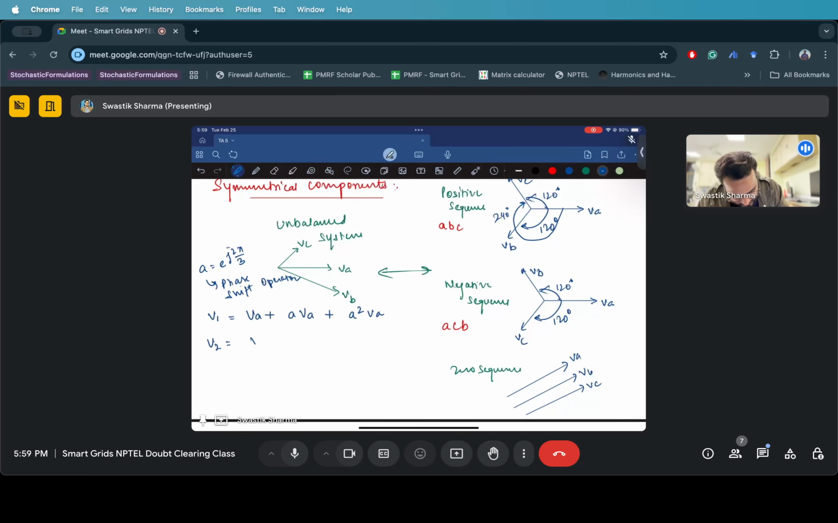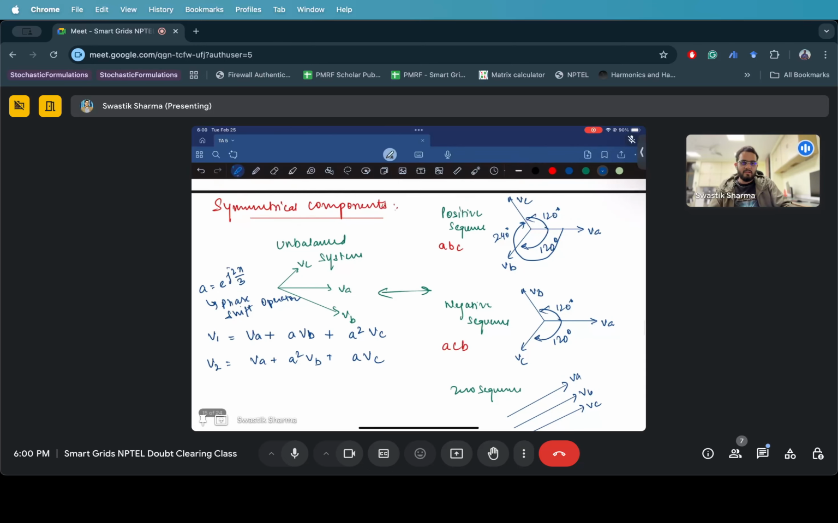Similarly, V2 can be written as VA plus a squared VB plus a VC, tracking how it is varying with respect to A. So this is how you decompose it into different sequence components and get the magnitude with respect to these symmetrical components. The positive and negative sequence will occur only when there is unbalancing in the system.